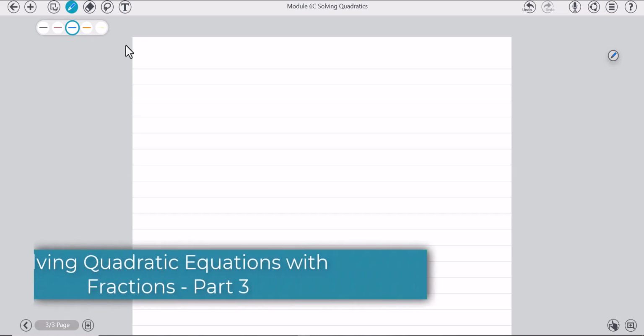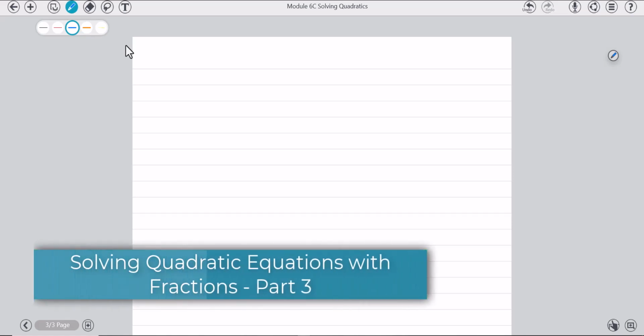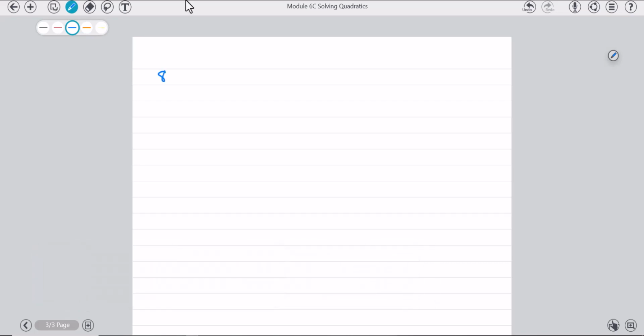All right, this is part 3. Let's look at a few of these other quadratics to solve. So I have x squared plus 18x plus 81 equals 0. If you recognize, this is a perfect square, and that's a perfect square, 9 squared.